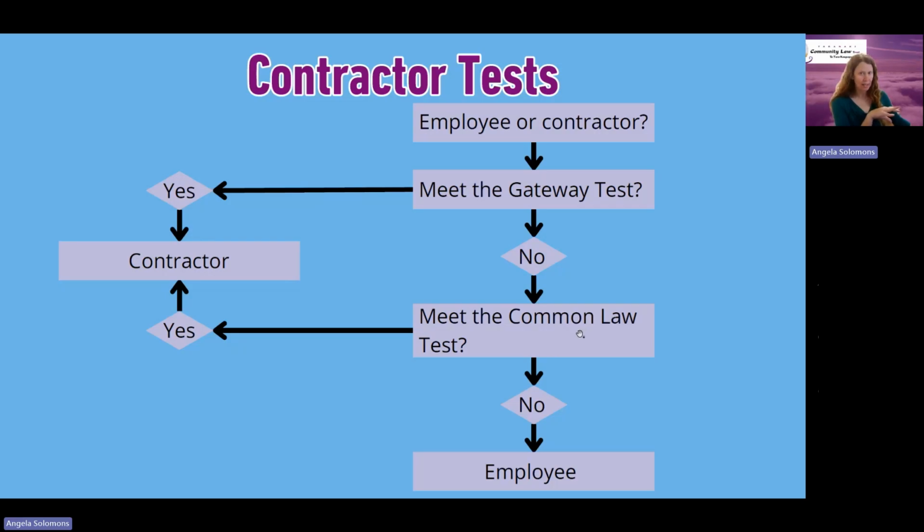So this hasn't gone away, it still exists, and it will still need to be used in quite a lot of cases. Then, depending on the outcome of that common law test, you may still be a contractor or you may be an employee. Okay, so there are now 2 steps that you have to go through to work out when someone is a contractor and when they are an employee. So let's take a look at the gateway test.